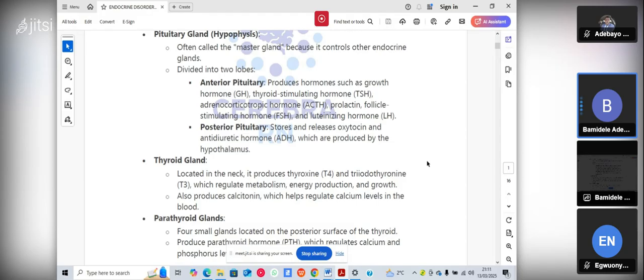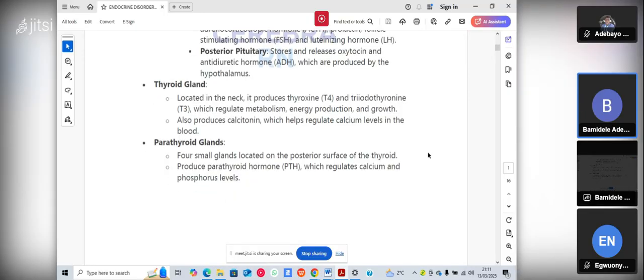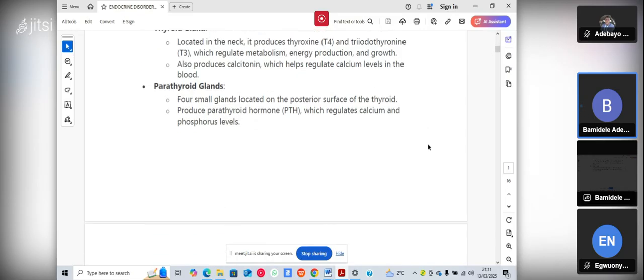Then we have the parathyroid gland. Going back to our lesson on the introduction to anatomy, para means around. So the parathyroid glands are situated around the thyroid gland. There are four in number and they are located at the back, at the posterior surface of the thyroid. They regulate calcium, but most importantly, phosphorus level. So they help to regulate the phosphate levels in the body.